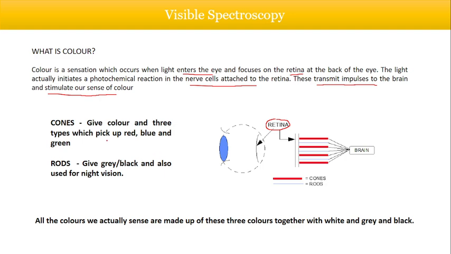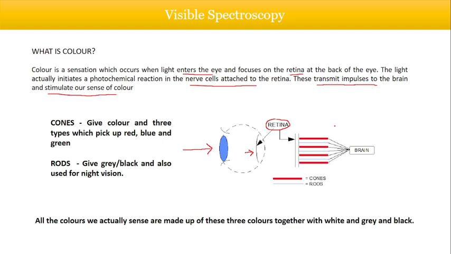So firstly, the light enters through your eye, then it gets to your retina. After which it is detected by the nerve cells which are attached to it, and then they transmit impulses to the brain, from which we get the stimulation of our sense of color.